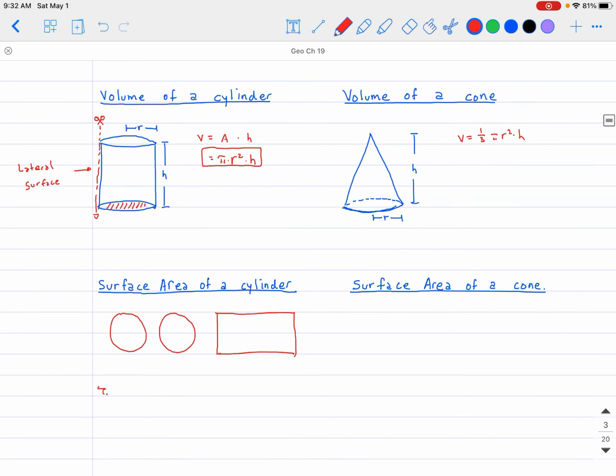So my total surface area is going to be equal to the two circles added together, which is 2 pi r squared because there are two circles, and then added to the area of this rectangle. The area of the rectangle has an h right here for the height, and this part right here is going to be the circumference of the circle, because remember, you cut it vertically in order to get that rectangle.